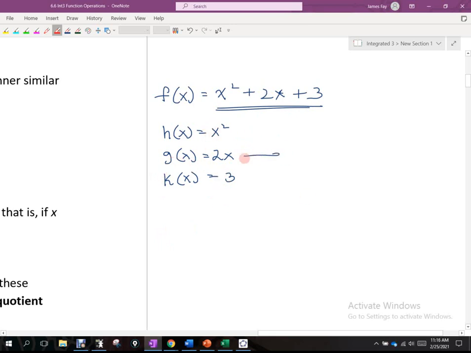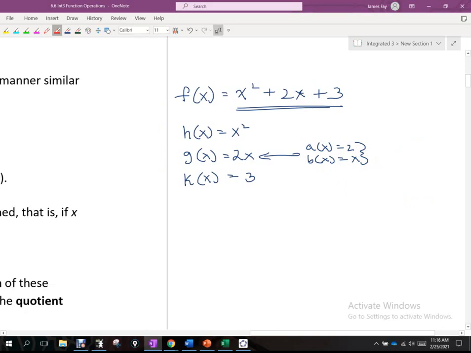In this one here, if I've got g of x is equal to 2 times x, that could say that maybe I'll use a of x was 2 and b of x is x. And instead of adding, I'd now be multiplying a and b. Does that make sense? Okay.